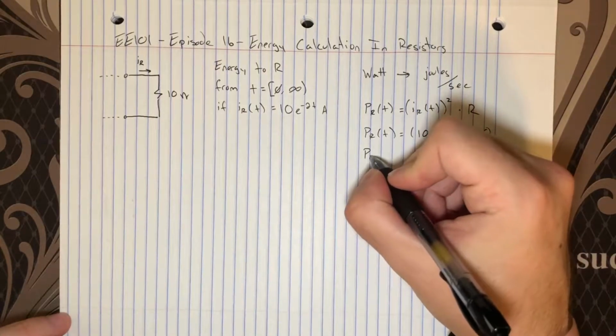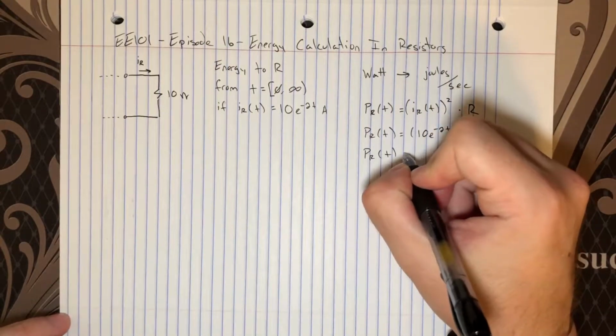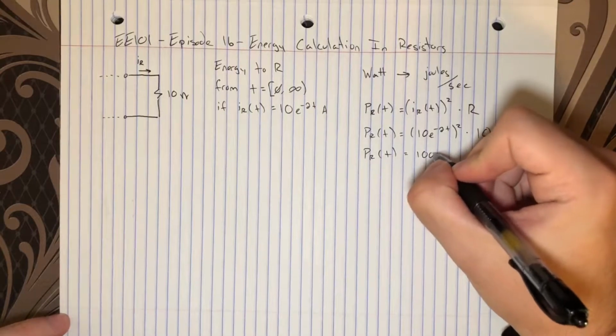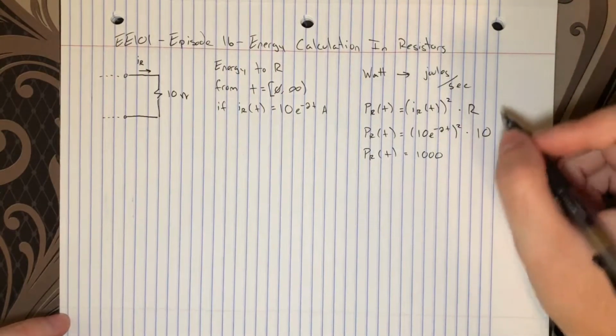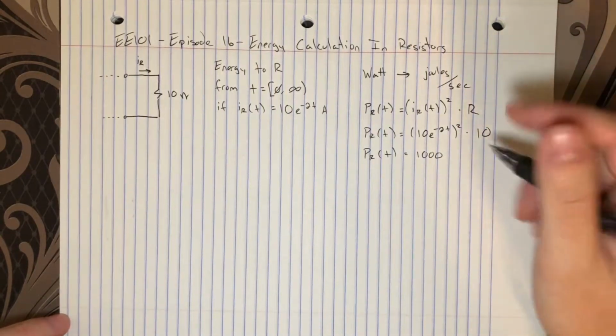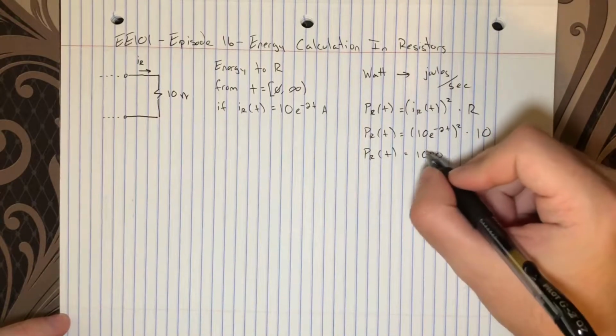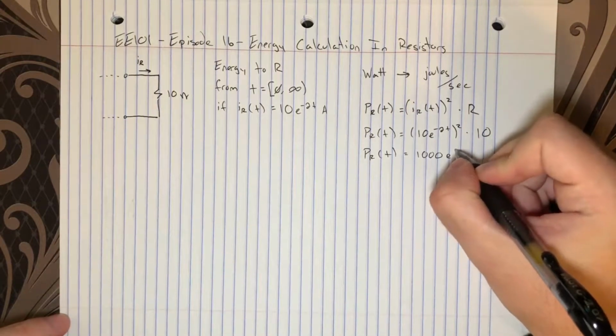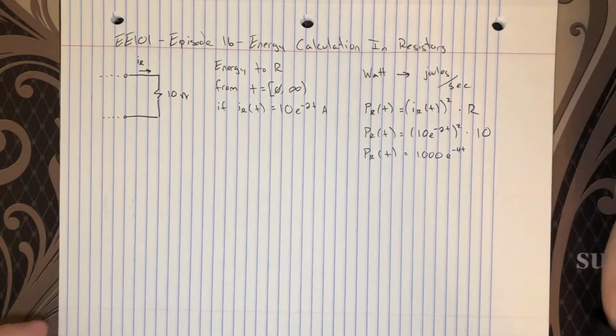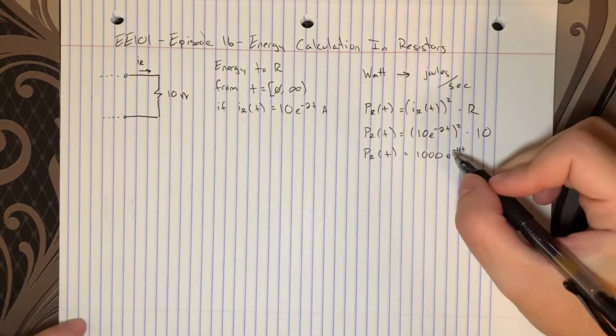So I'll simplify just by stepping through all of this. This will be 1,000, and the units here are watts. I'm leaving this off just for quickness here. 1,000 e to the minus 4t. And that's our power as a function of time.